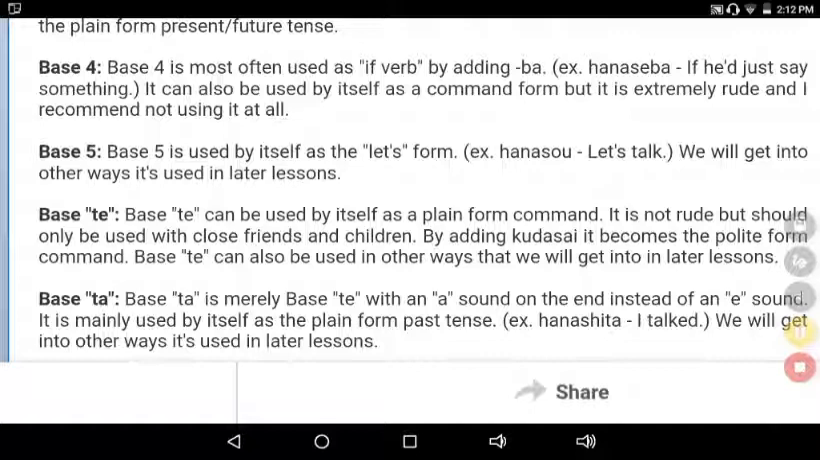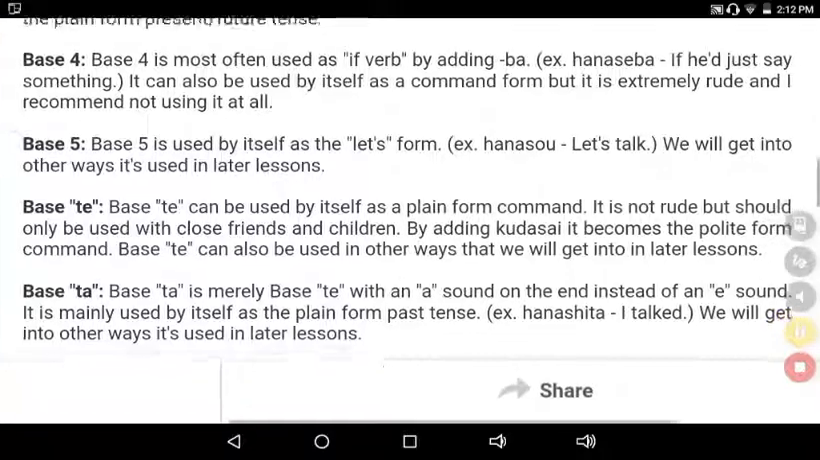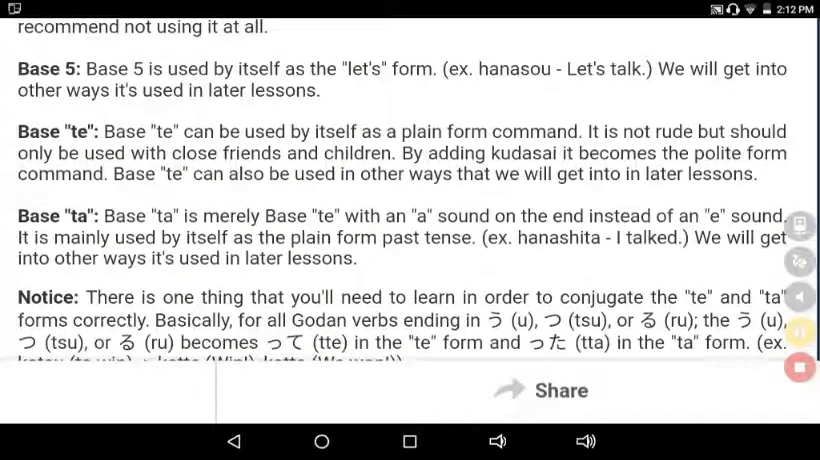So if you say it by itself, that's rude. That's funny. Alright, so base 5. Base 5 is used by itself as the let's form. Example, hanasou. Let's talk. We will get into other ways it's used in later lessons.